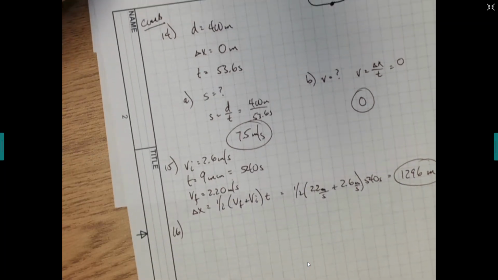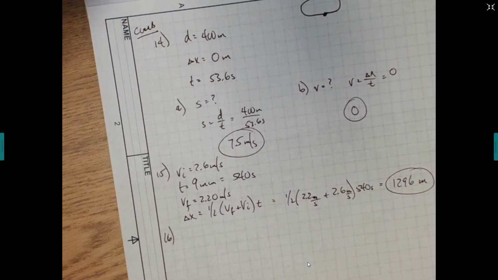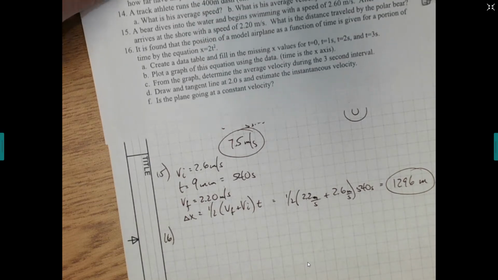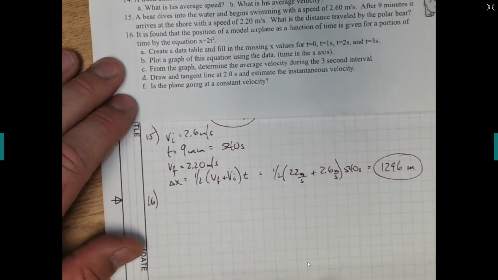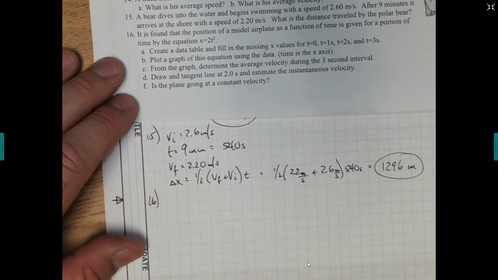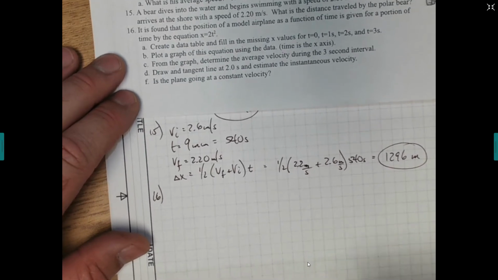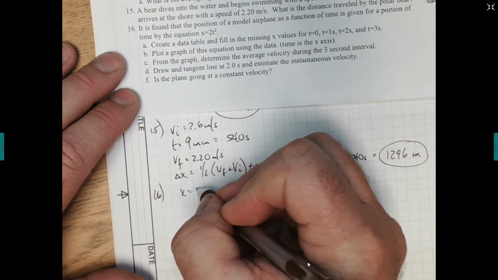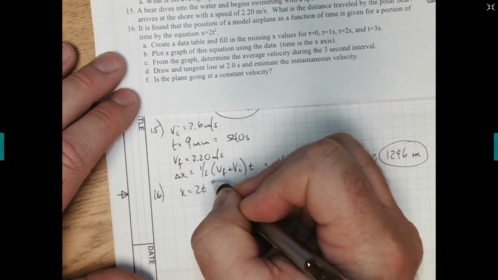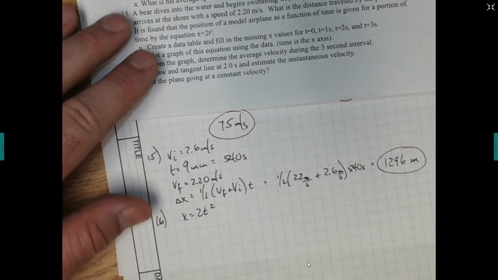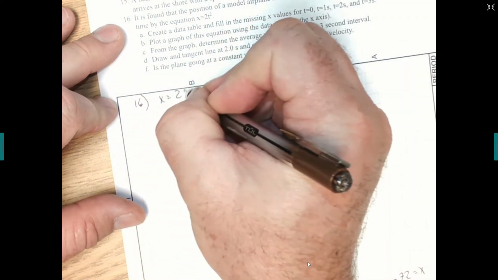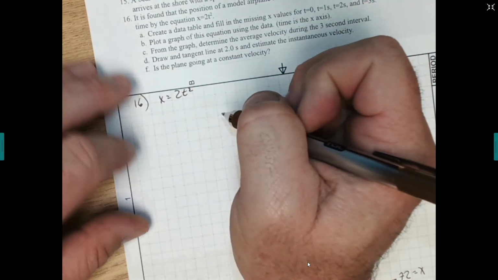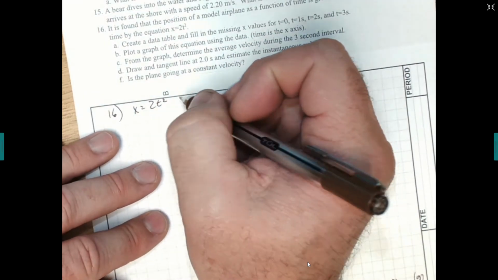16 was a little involved. It had a lot of stuff going on. So 16, it said it's found that the position of a model airplane as a function of time is given for a portion of time by the equation x equals 2t squared. I'm going to turn my paper over so I don't have to keep staring at number 15. So 16, x equals 2t squared. It says create a data table and fill in the missing x values.